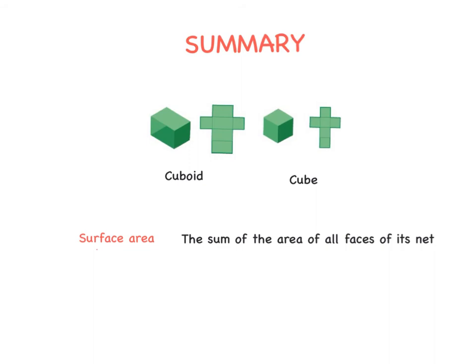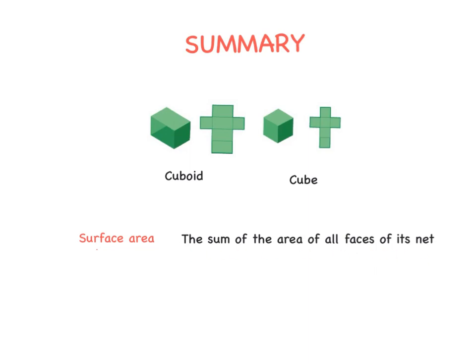Okay, so for the summary, you need to know what is the difference between a cuboid and a cube, and what is the net of them, okay? So how does it look like? So we have it in here, cuboid and a cube. When we unfold it, we have a net. So a net is a 2D shape, and then when you fold it up, you make a 3D shape. Where's the vertex, where's the face, where's the edge, and the surface area. What's most important for today, the sum of the area of all faces, okay?